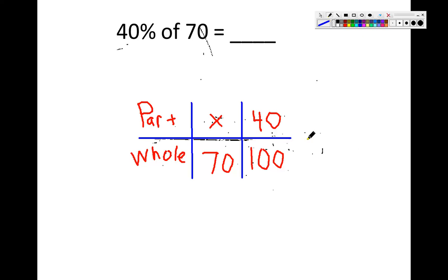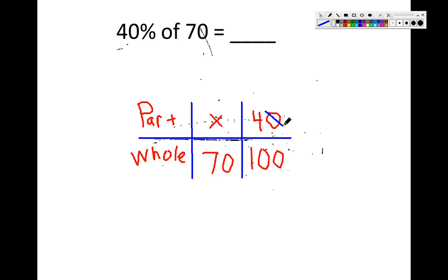Alright, so what I like to do is use a scale factor. Scale factor is any number that you can multiply by, but in a proportion you use it more than one time. For example, if I could do 70 times a number and get 100, I would want to use that same number times x to get 40. Okay, I can't do 70 times a whole number and get 100 though, it just doesn't work. Likewise, I can't do 40 times a number and get 100.